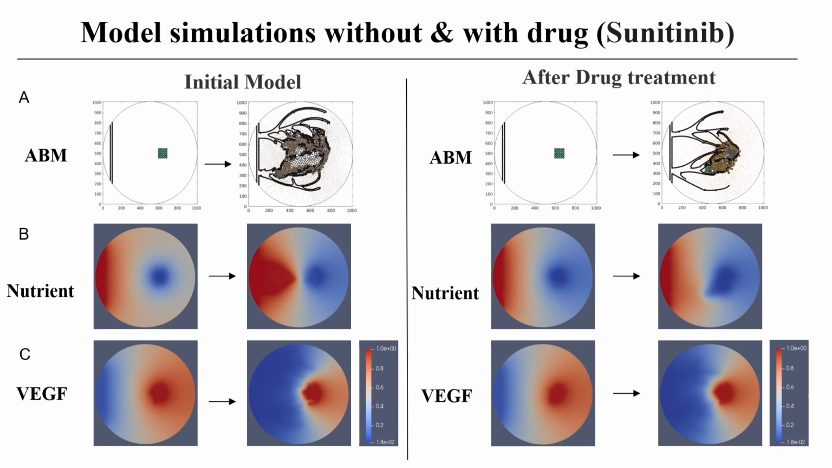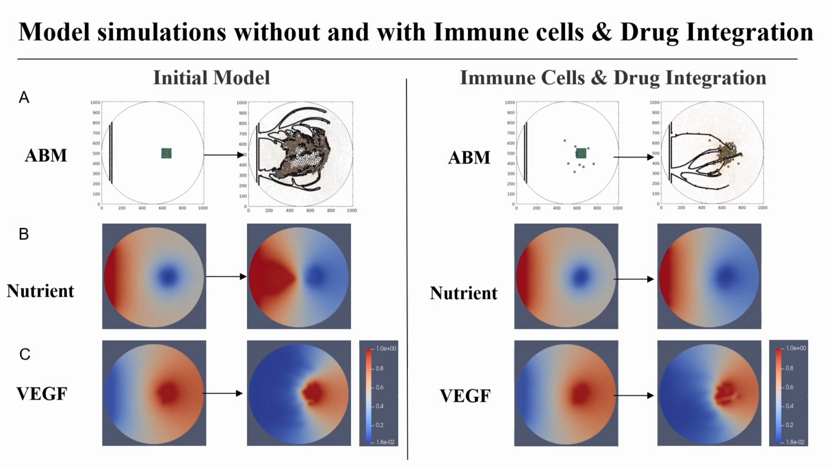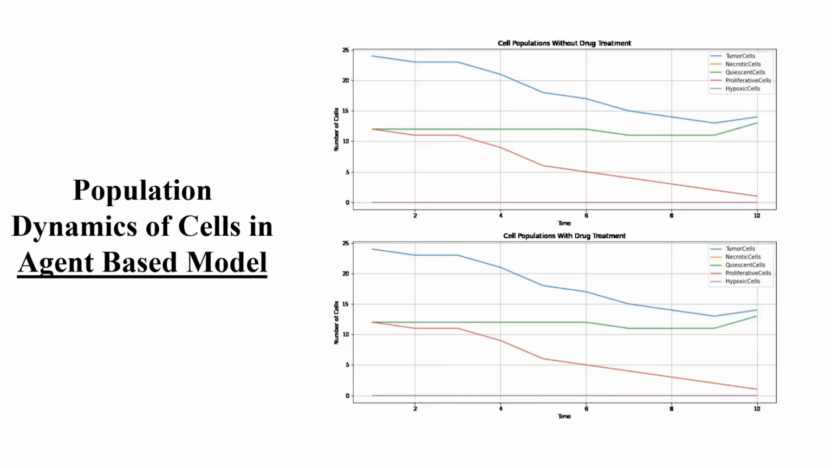When we combined drug therapy with immune cells, the results were even more promising. We saw a significant decrease in tumor size because the immune cells were effectively killing the tumor cells. This combination therapy was much more effective than using either treatment on its own, as it greatly impeded angiogenesis and reduced tumor size. Population dynamics.